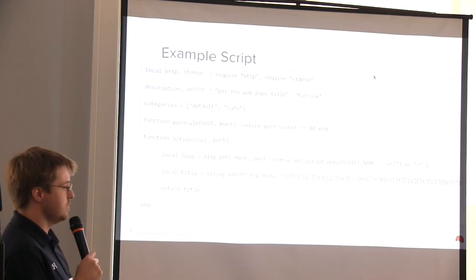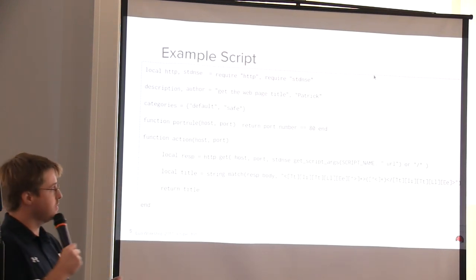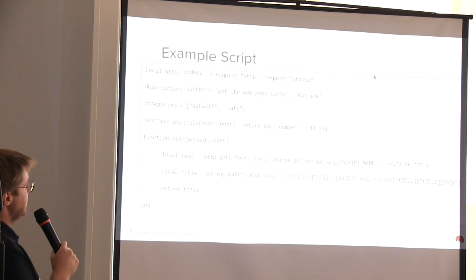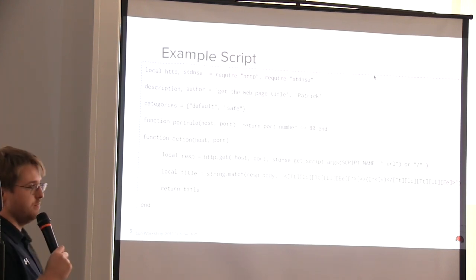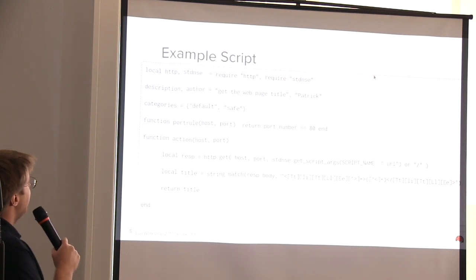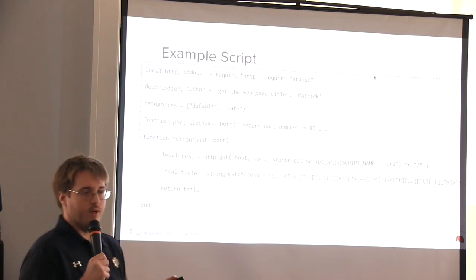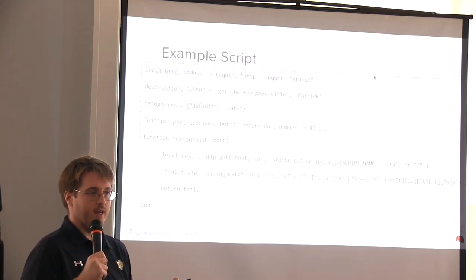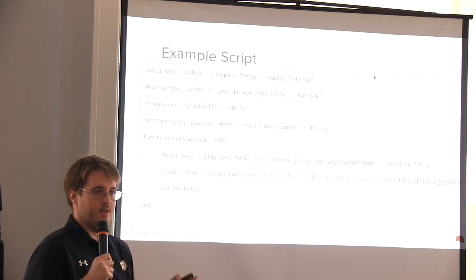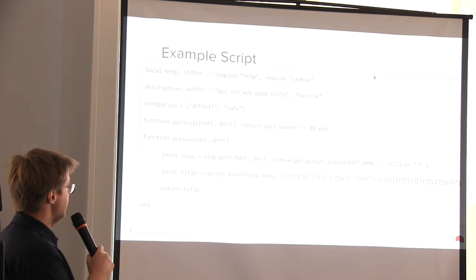So let's jump right into a script, give you an idea of how the scripting engine works. This is an actual script that runs, it works, it's a little condensed because of space on the slide. Here we have two libraries we're including, HTTP, that's one of our main libraries. Every script must have a description and author, so we're getting a web page title and who wrote the script. Categories is sort of a grouping or a label for all the scripts so that you can run a number of scripts based off of some category that you like. So maybe I want to run only safe scripts, things that probably won't break the machine I'm running them against.